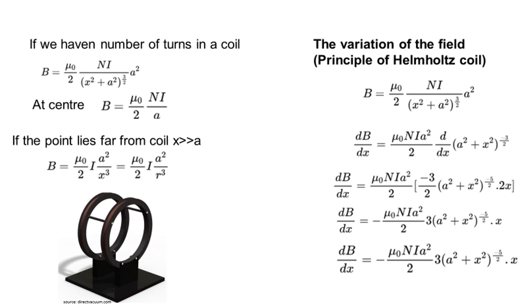So it gives you dB/dx equals minus μ₀NIA²/2 · 3(A² + x²)^(-5/2) · x. So dB/dx equals minus μ₀NIA²/2 · 3(A² + x²)^(-5/2) · x.